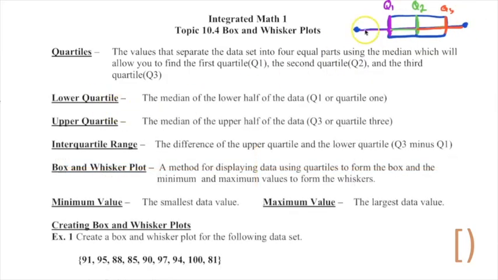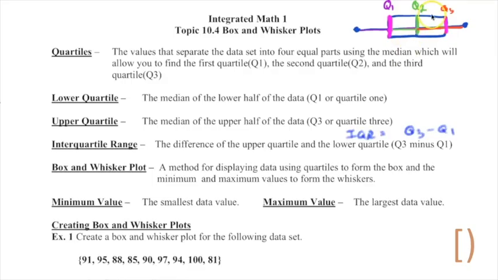The lower quartile is the median of the bottom half of the data, right here in purple. This right here would be quartile 1. The upper quartile would be the median of the top half of the data, so right here, quartile 3. The interquartile range, that's the difference between the lower quartile and the upper quartile. So that's going to be Q3 minus Q1. That's the IQR, also known as the interquartile range.